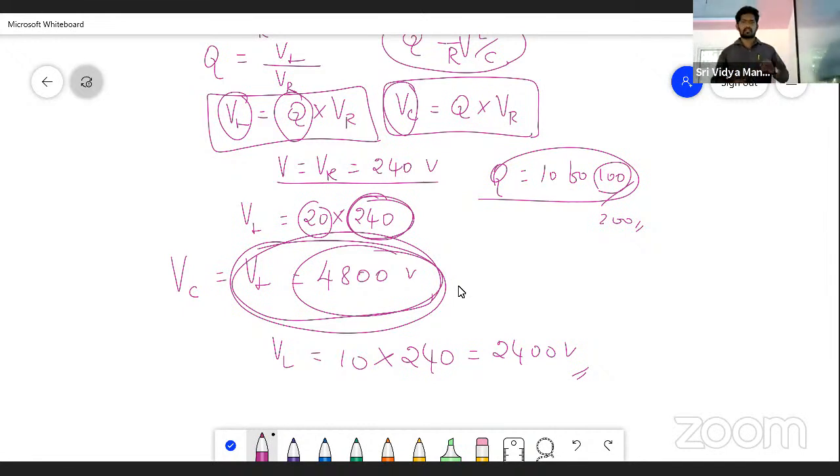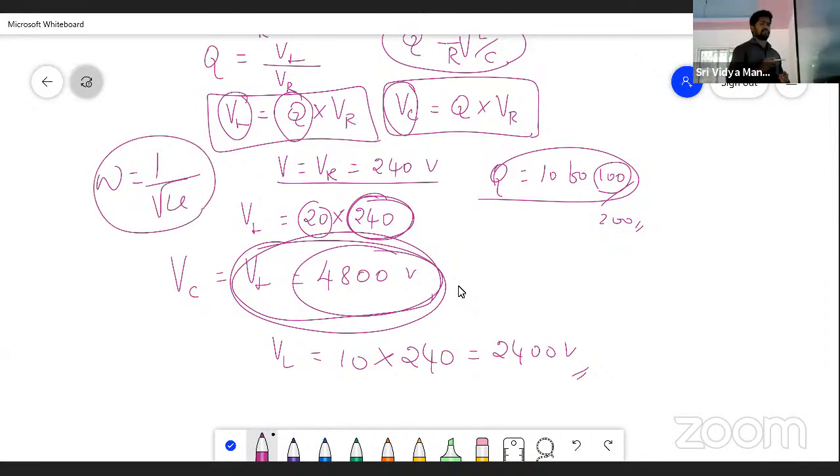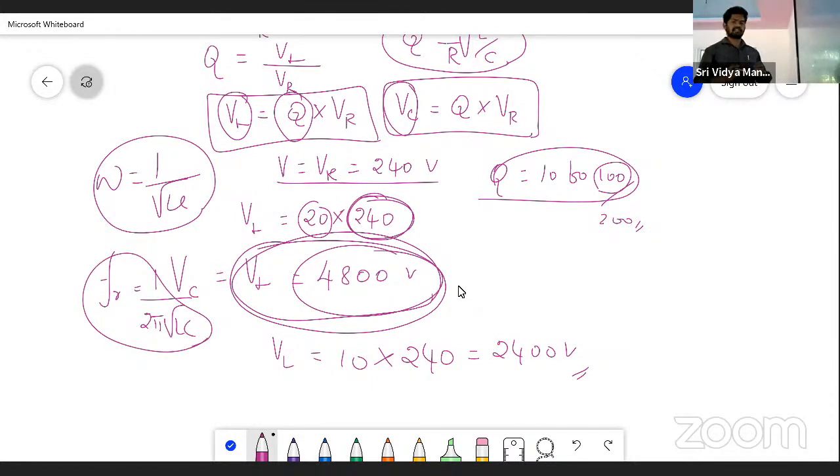And next one is resonance. Resonance in an RLC circuit means omega is equal to 1 divided by square root of LC, when the frequency of the applied source is equal to the natural frequency of the RLC circuit. That is called electrical resonance, and that frequency is called the resonance frequency. The resonance frequency formula is 1 divided by 2 pi square root of LC. That's the resonance frequency.